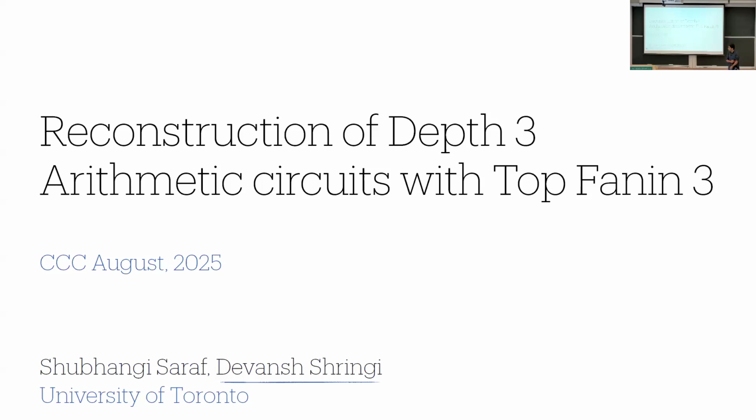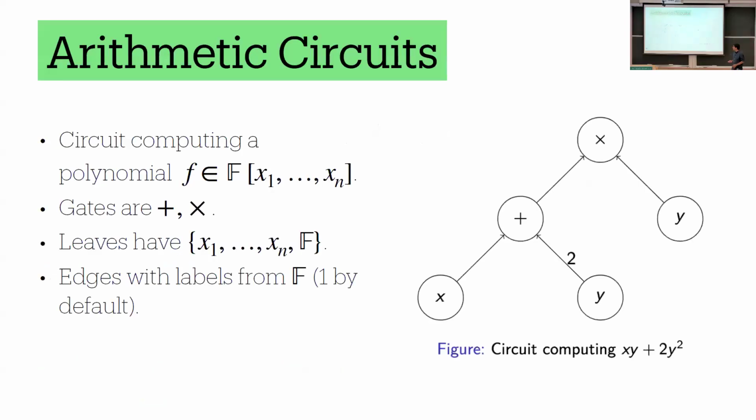And I'm going to talk about my result with my advisor, Shubhangi, who's in the audience. It's on the problem of reconstructing depth 3 circuits with top fan in 3. Arithmetic circuits are what Robert described as algebraic circuits. If you missed it, it's similar to Boolean circuits, but instead the gates are addition and multiplication, and the circuit computes a polynomial in the natural way, bottom up.